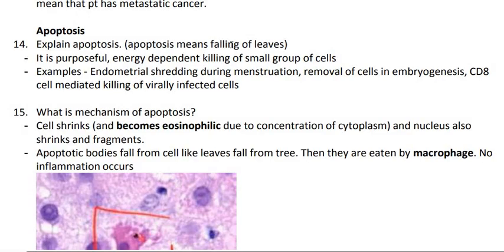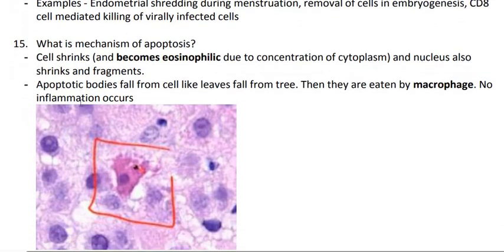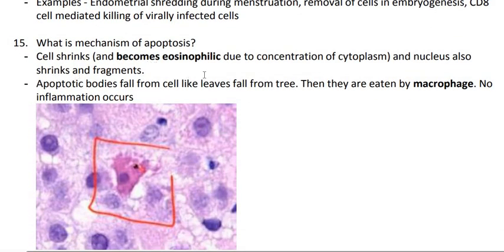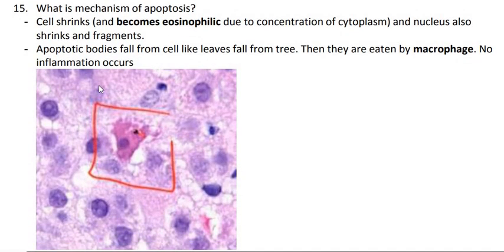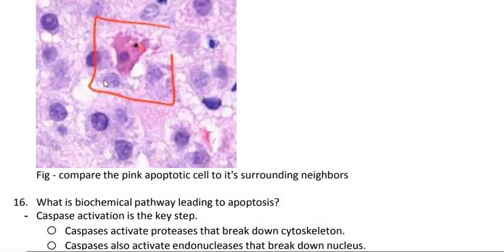Apoptosis. Apoptosis means falling of leaves. It is purposeful, energy-dependent killing of a small group of cells. Examples: endometrial shedding during menstruation, removal of cells in embryogenesis, and CD8 cell-mediated killing of virus-infected cells. In the mechanism of apoptosis, the cell shrinks and becomes eosinophilic due to concentration of cytoplasm, and the nucleus also shrinks and fragments. Apoptotic cells fall from the tissue like leaves fall from a tree, then they are eaten by macrophages, and no inflammation occurs. This picture shows apoptotic cells among surrounding neighbors.